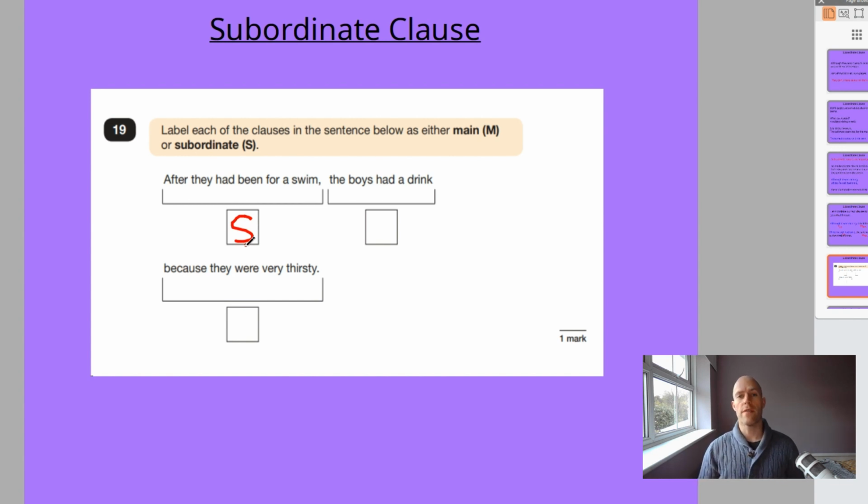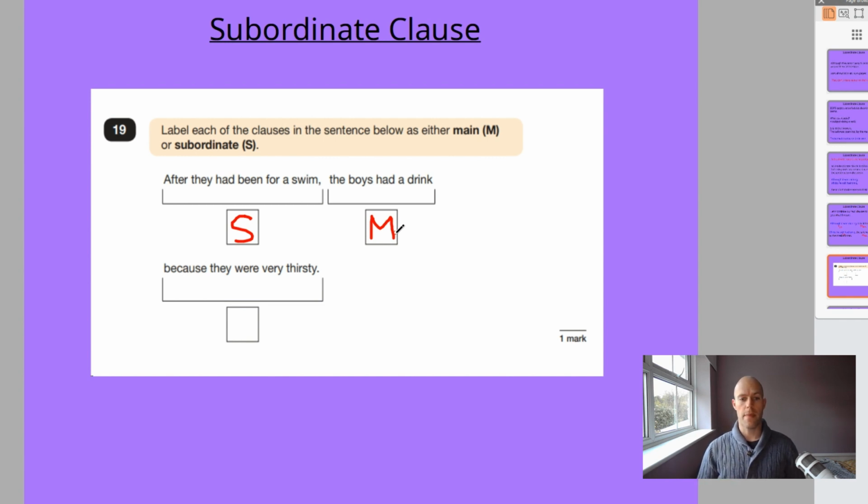Next bit, "the boys had a drink." That would make sense on its own. I know you might not have context for the other person, but "the boys had a drink" would just make sense on its own. You're not waiting for more information for that. It does stand on its own. It is a main clause.